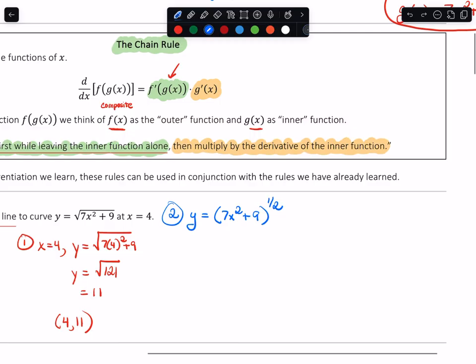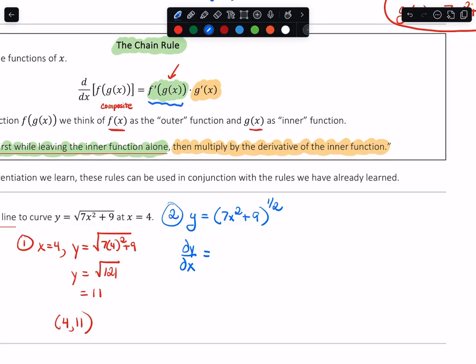Try to follow this here. You've got to be careful. So I'm finding the derivative. We've seen that if the name of the function is y, a lot of times we call the derivative dy dx. So first part here, I am differentiating the outer function while leaving the inner function alone.